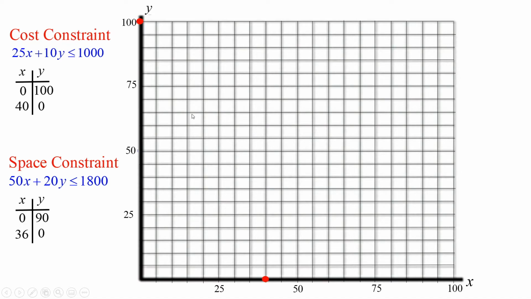And then I get my ruler out, and I draw a solid line from the y-intercept to the x-intercept. And the line has to be solid because there's an equals right there. If there was just a less than, I would do a dashed line. Solid line right there. Now, for the space constraint, the y-intercept is 90.